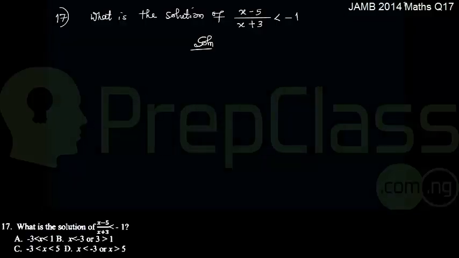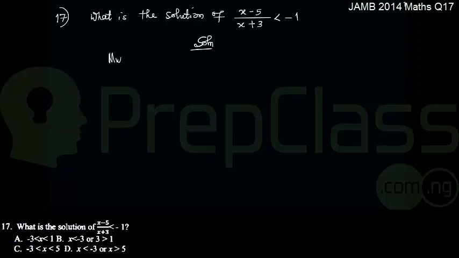Question number 17. What is the solution of (x minus 5) all over (x plus 3) less than minus 1? How do we solve a question like this? It would be a mistake for you to cross multiply. In inequalities, we do not cross multiply. It is forbidden to cross multiply. So in solving this question, we multiply both sides by the square of the denominator.